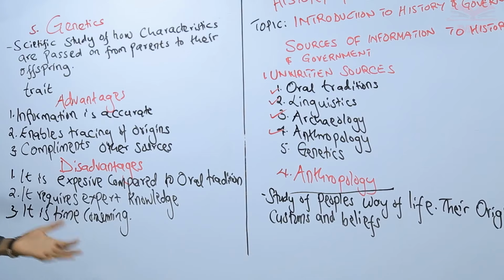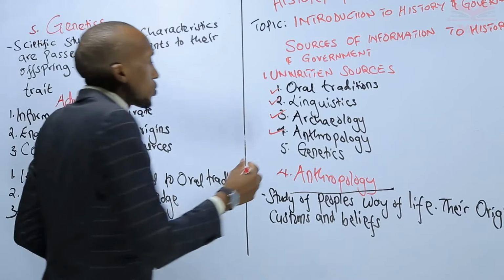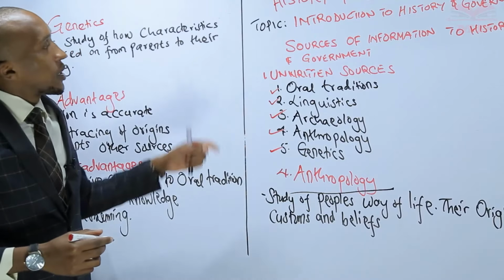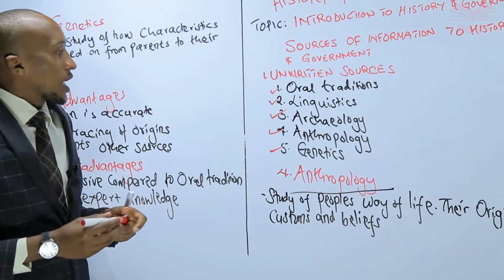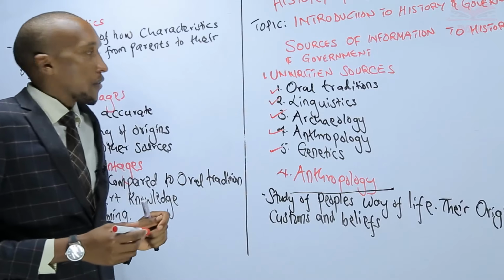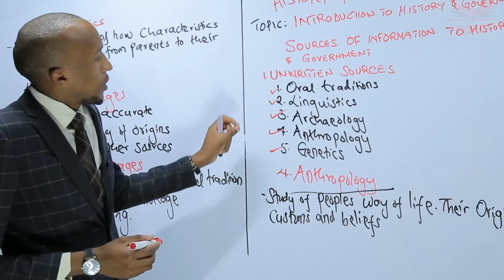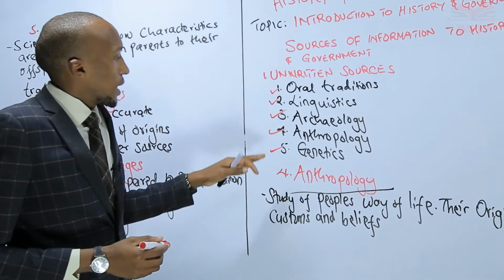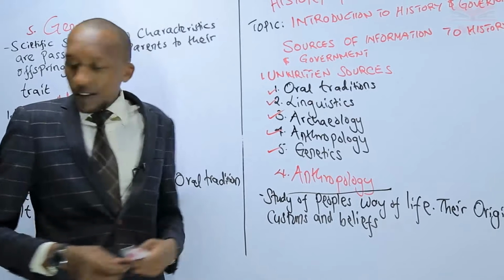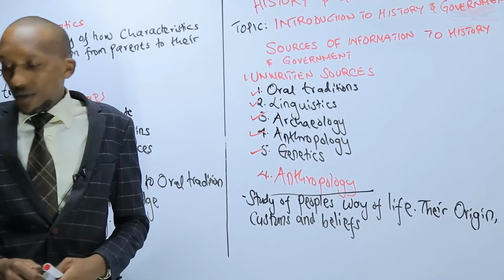So that is all about genetics. We have said genetics is the study of how characteristics are passed on from the parent to the offspring, right? So I'm sure you are now able to explain the unwritten sources of information to history and government. And we have discussed all the 5 of them. We have said the unwritten sources are oral traditions, linguistics, archaeology, anthropology, and genetics. Yes, so my dear learner, we have come to the end of today's lesson.